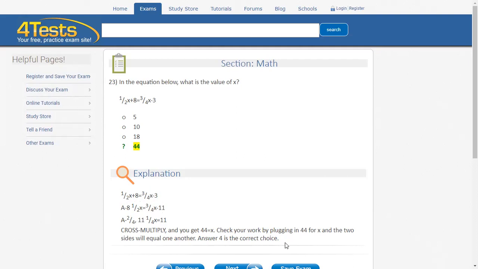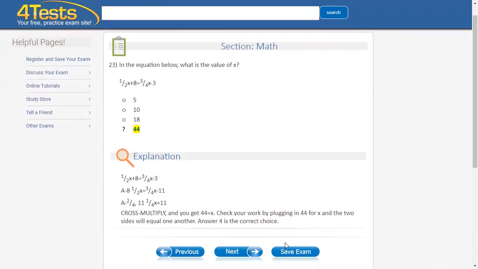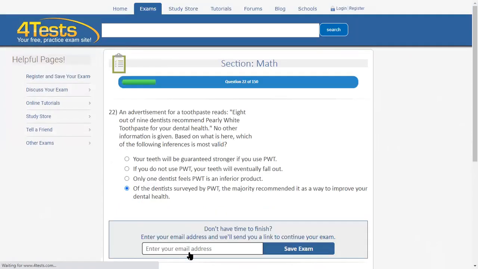Check your work by plugging in 44 for x, and the two sides will be equal. That is the other way to get the answer. But anyhow, your answer is correct, so we are not talking about that. So the previous one, look at this: in the advertisement toothpaste, that was the last one, your answer.